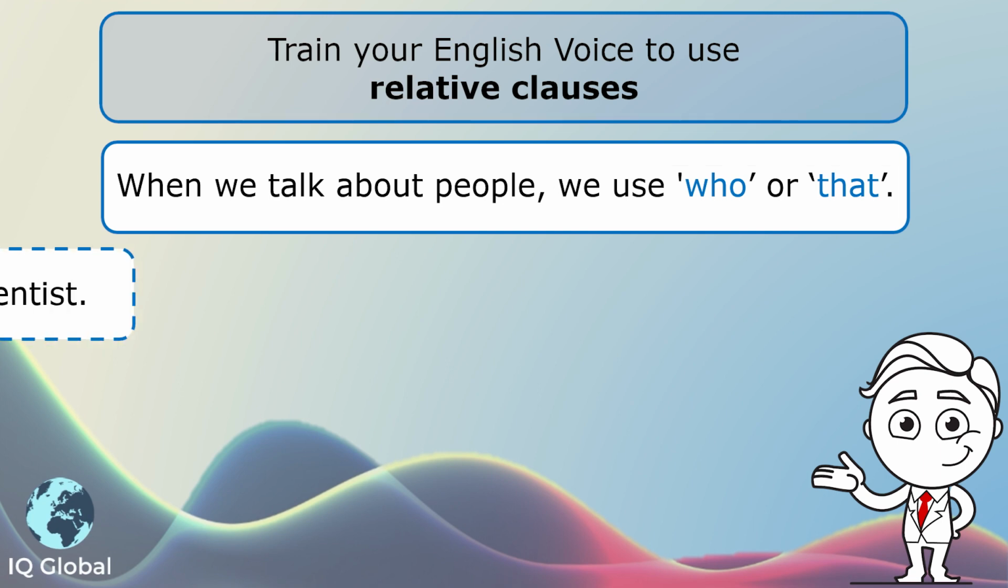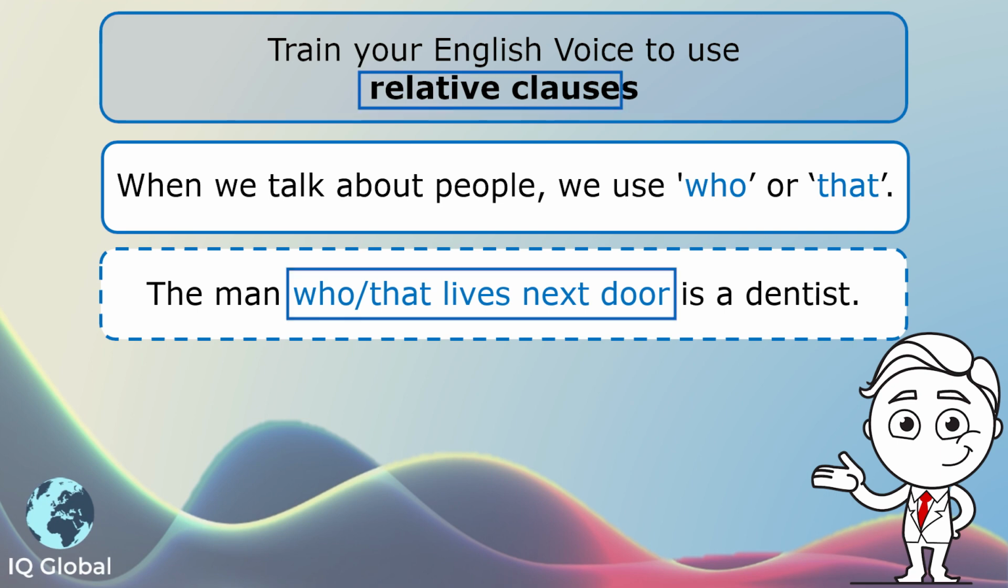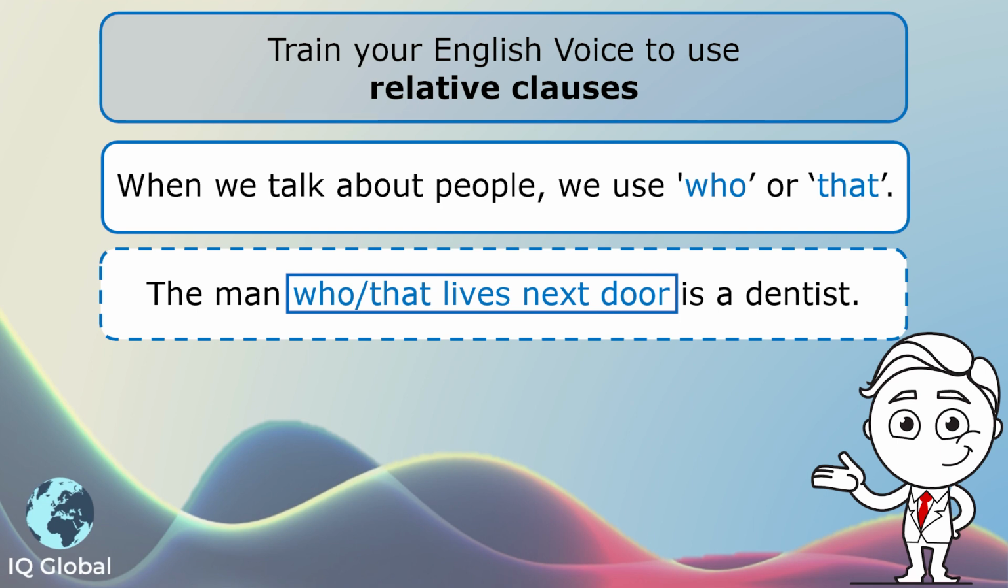Have a look at sentence 1. The man who or that lives next door is a dentist. So in this sentence, we are talking about a man, so that is a person. So we can use the word who or that. Both words are correct. This is a relative clause. It is telling us more about the man. Which man is a dentist? The man who lives next door.